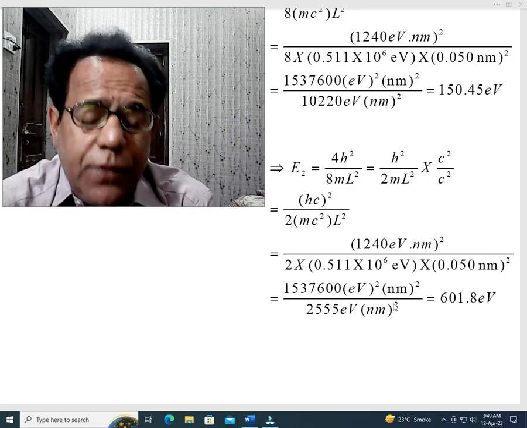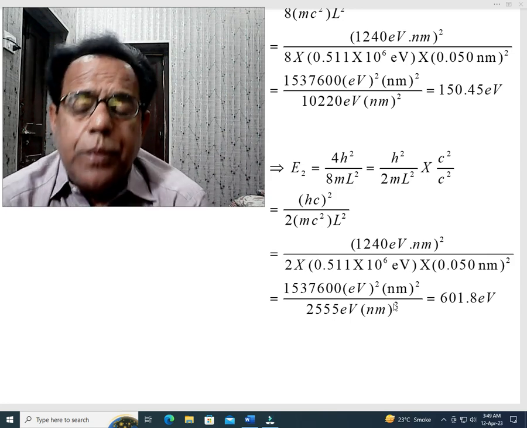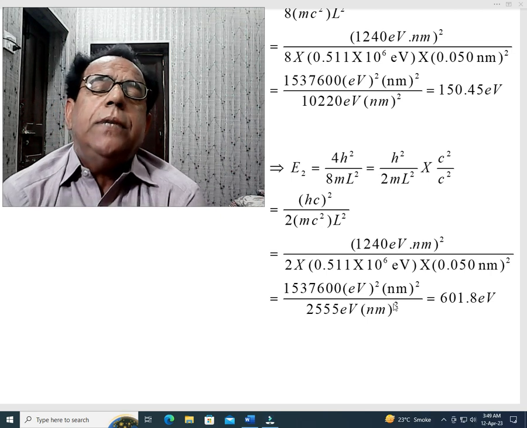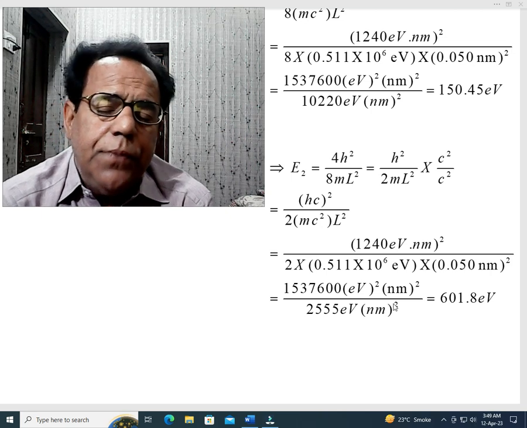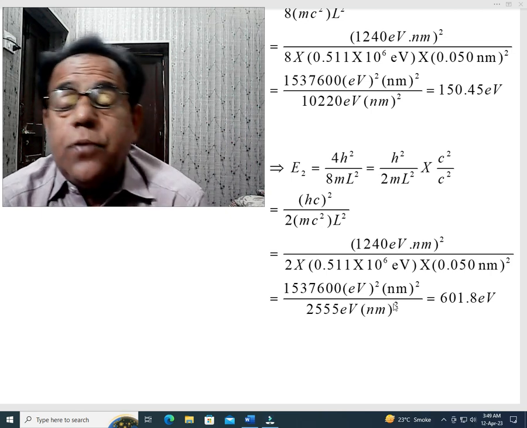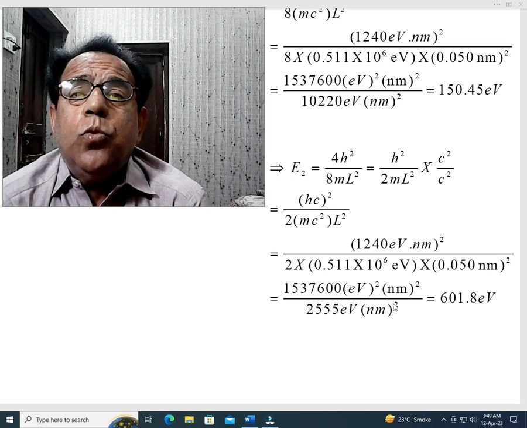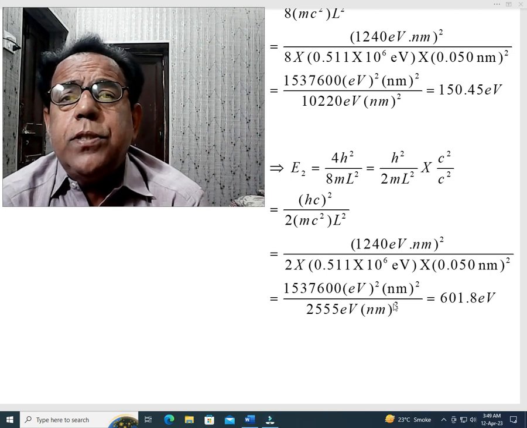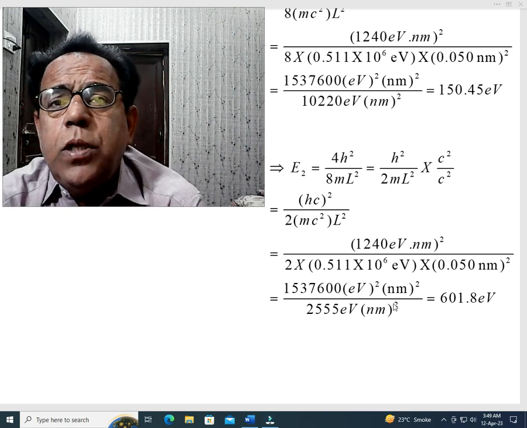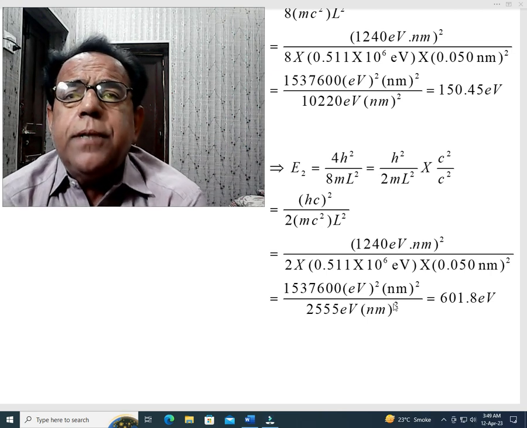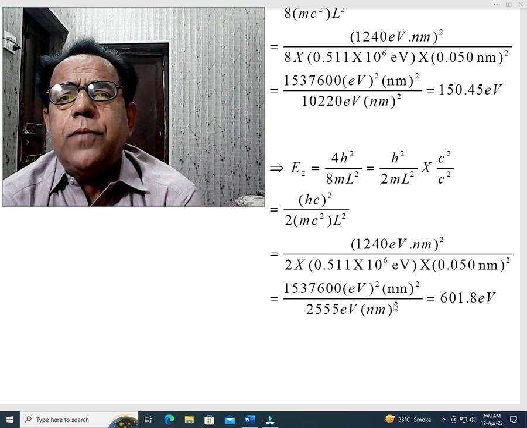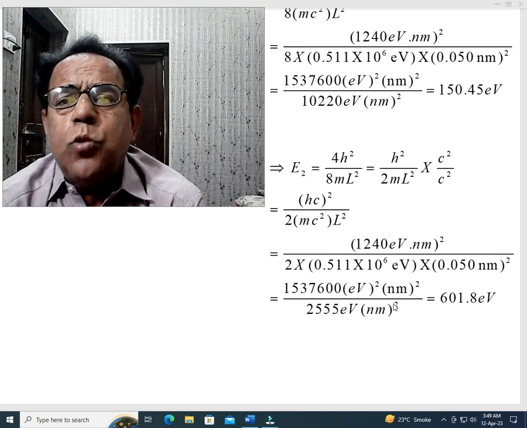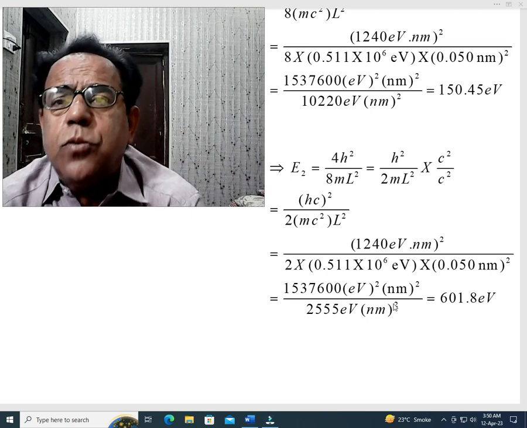Where for the electron, in place of mc square, the value 0.511 million electron volt, or 511000 electron volt, is given. So in the next step we have used the combined value of hc from the toolkit, which is 1240 electron volt nanometer whole square, divided by 2 into 0.511 into 10 to power 6 electron volt into 0.050 nanometer whole square.